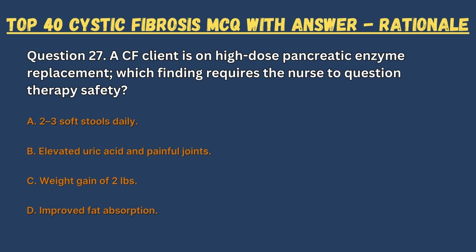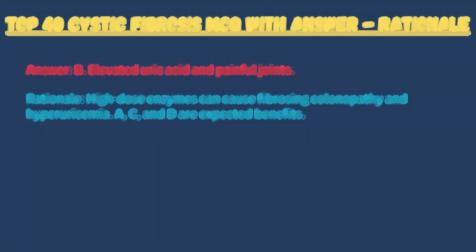Question 27. A CF client is on high-dose pancreatic enzyme replacement. Which finding requires the nurse to question therapy safety? A. 2 to 3 soft stools daily. B. Elevated uric acid and painful joints. C. Weight gain of 2 pounds. D. Improved fat absorption.